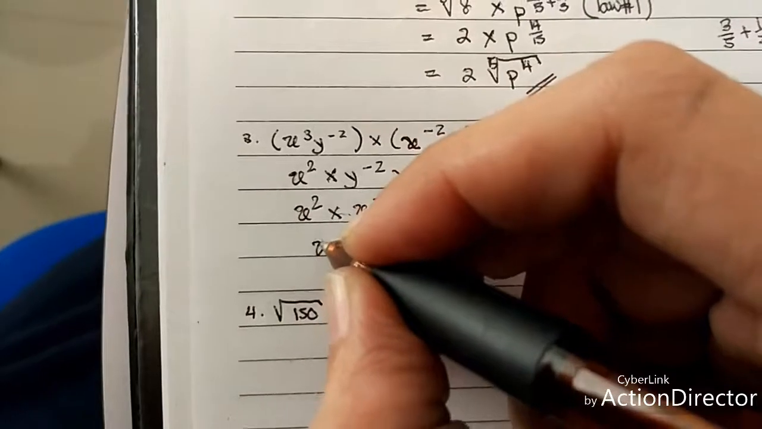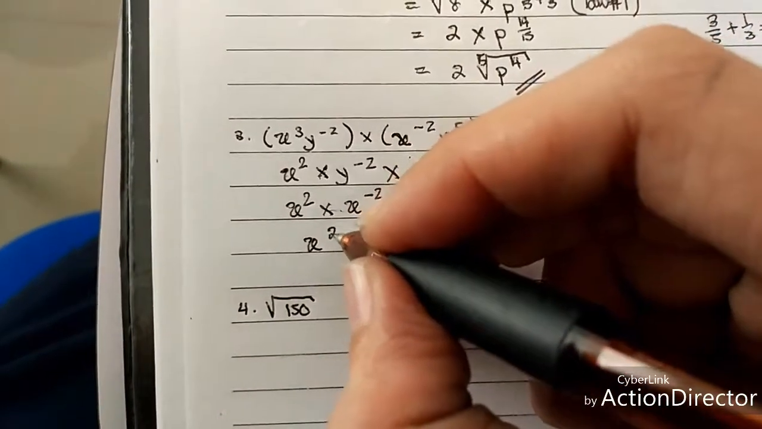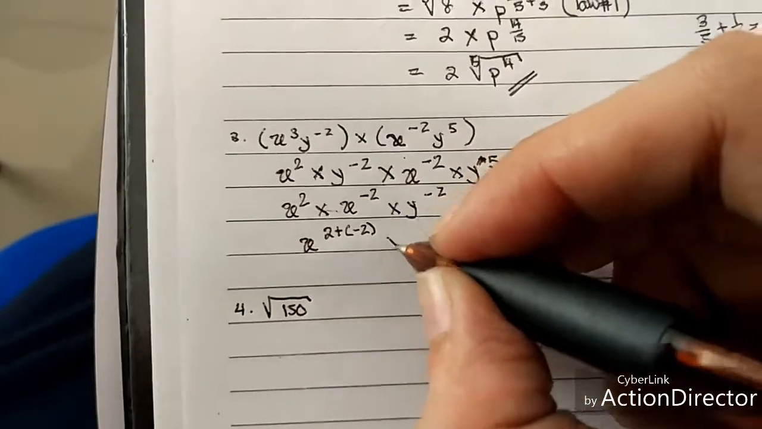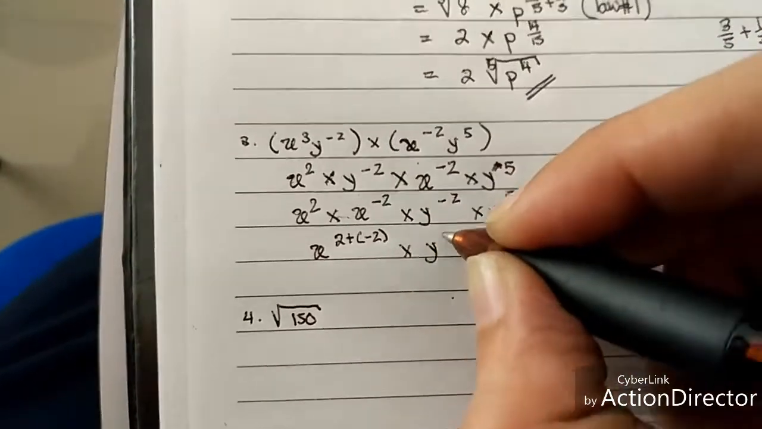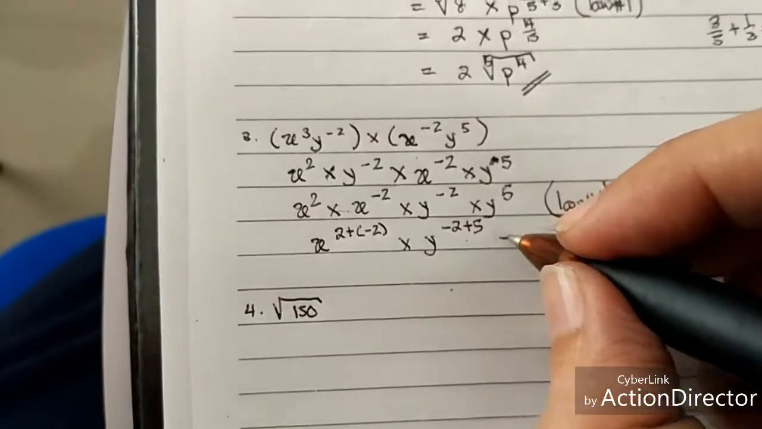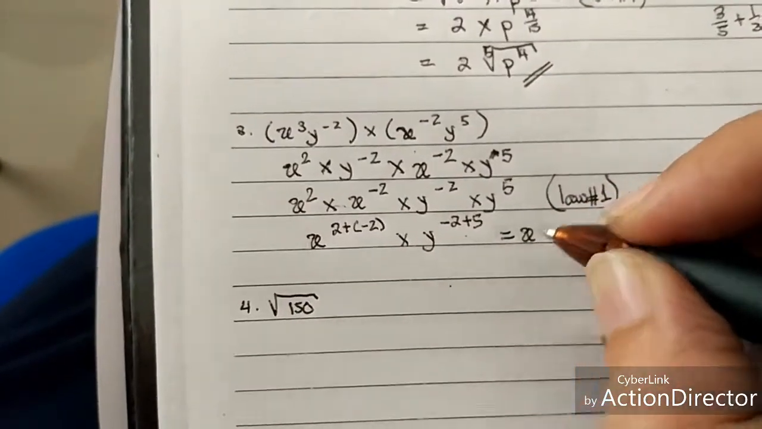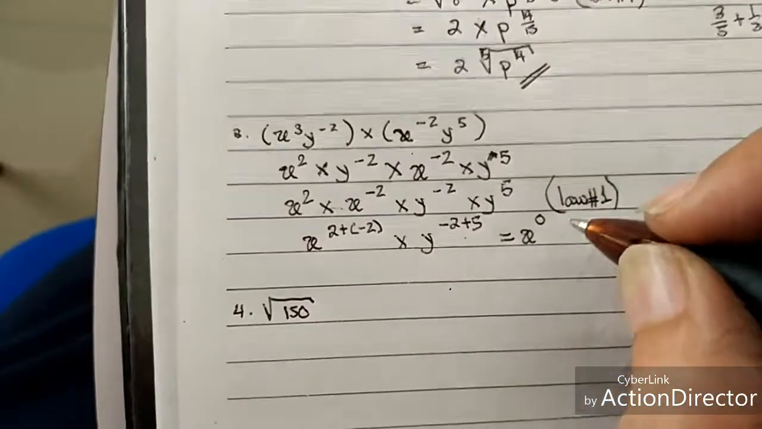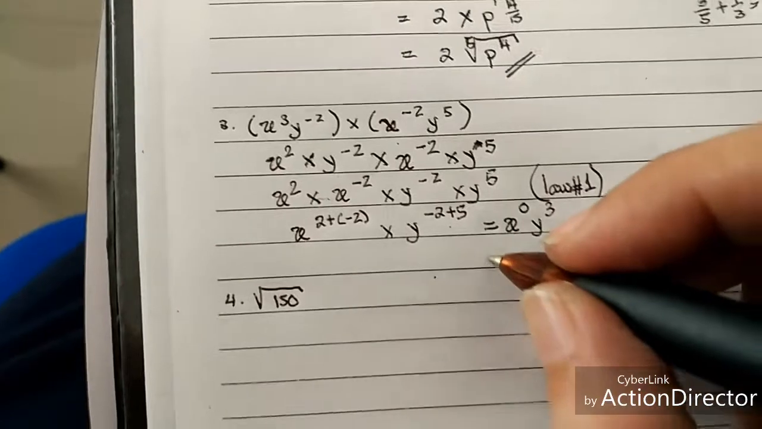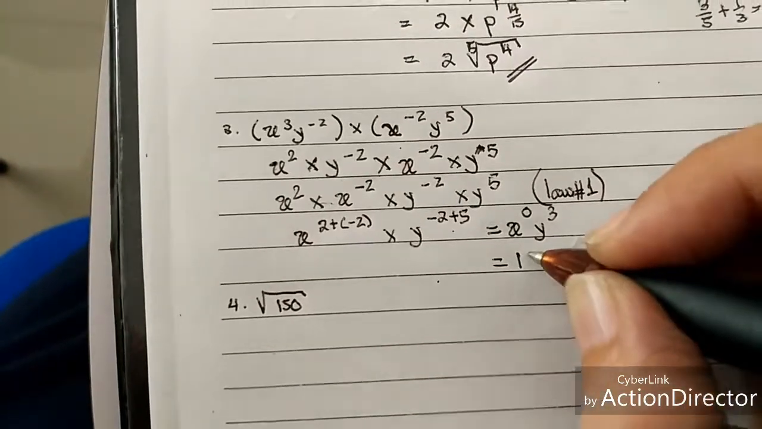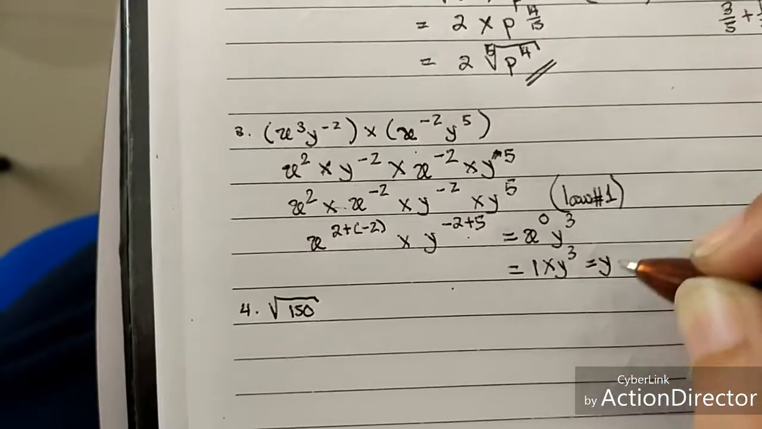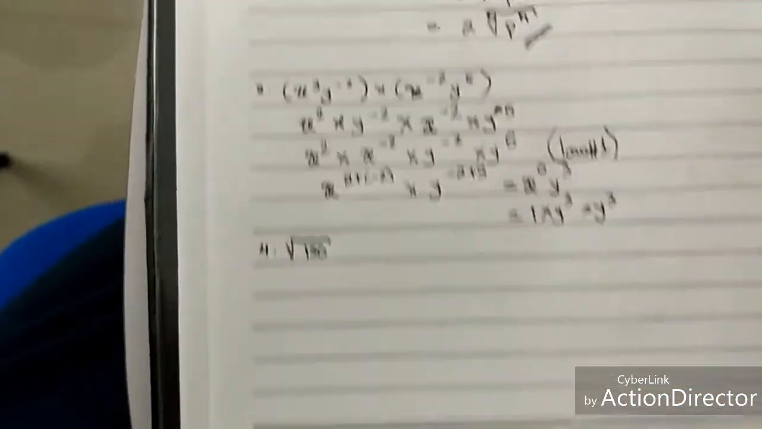Then this one would be x to the power of 2 plus minus 2, times y to the power of minus 2 plus 5. The result will be x to the power of 0 times y to the power of 3. 1 times y to the power of 3, the result will be y to the power of 3.